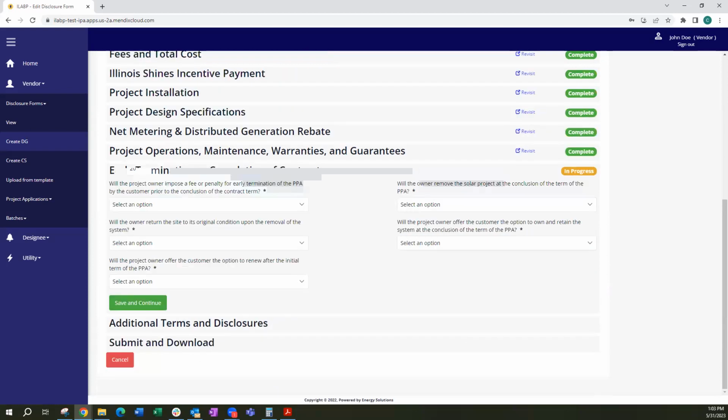Section 10, early termination or completion of contract. This section addresses the early termination or completion of the power purchase agreement. Fees for early termination of the agreement must be disclosed here along with contract renewal and system removal information.